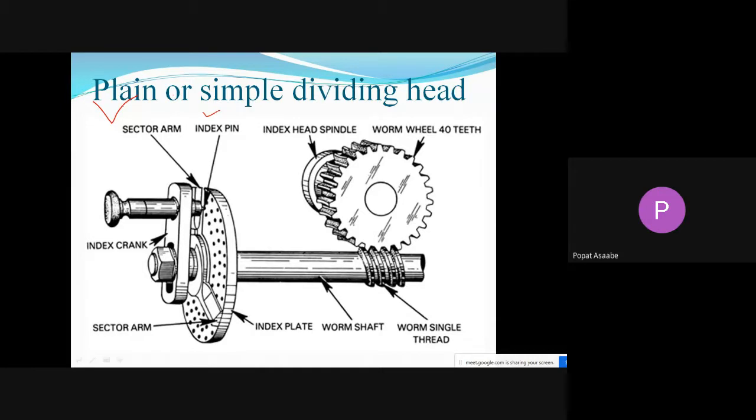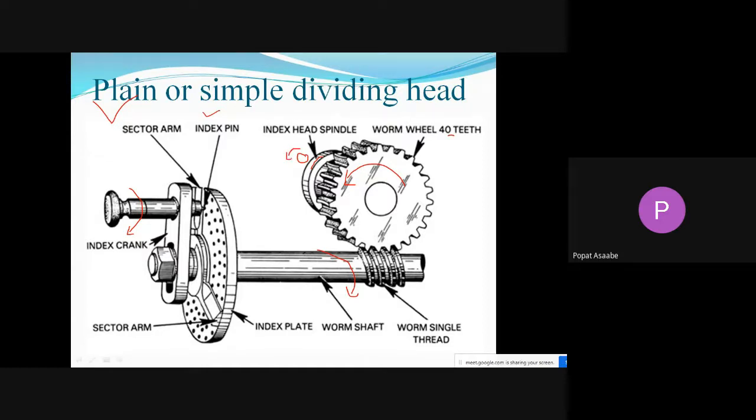Again, see, this is the indexing plate, this is the worm shaft, and this is the worm wheel. On the periphery of the worm wheel there are 40 teeth, and here is the spindle, and inside the spindle your workpiece is held. Now see how the power is transmitted when we rotate this crank. Along with the crank the shaft rotates, along with the shaft the worm wheel rotates, and from the worm wheel the spindle rotates, and the workpiece attached to the spindle also rotates. In this manner power is transmitted.